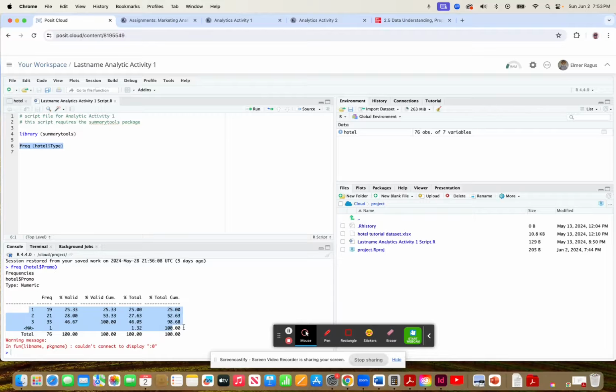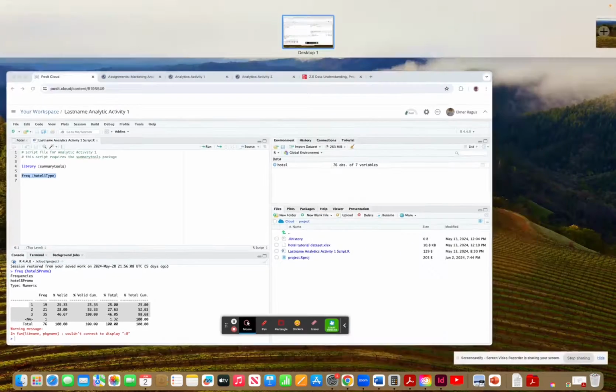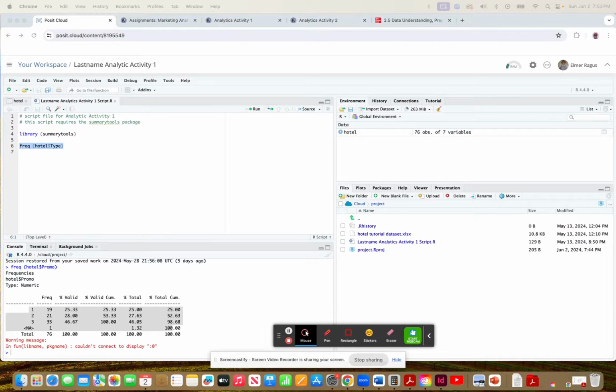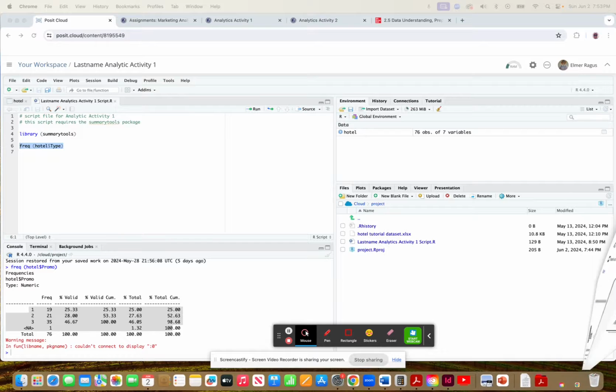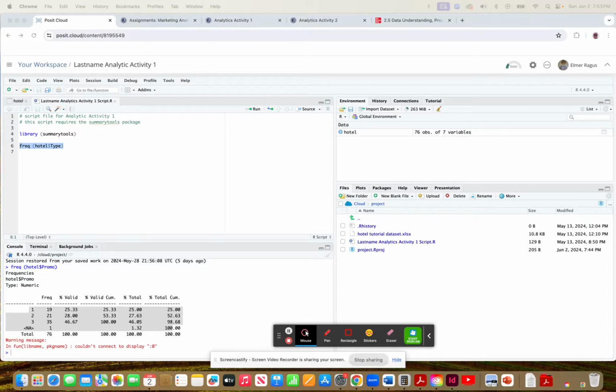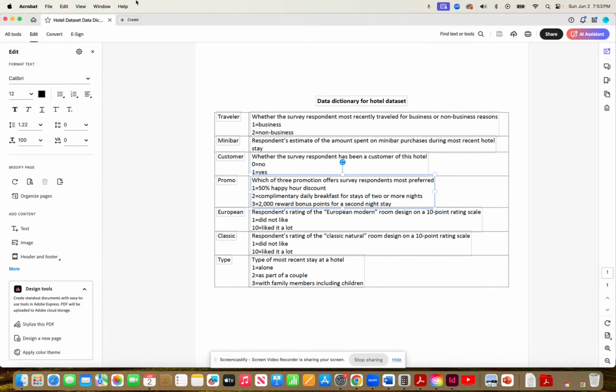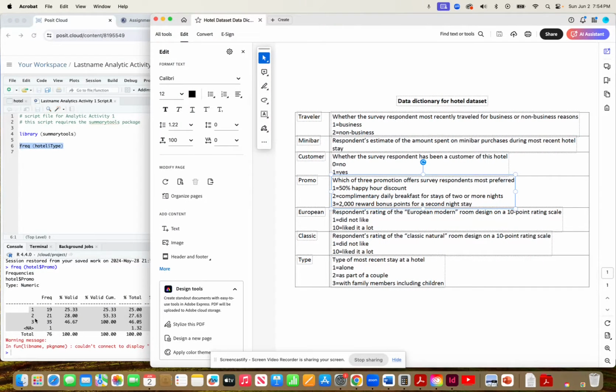Let me compare it to my notes. We had 19 people choose, I've lost my screen. There we go. Too many screens going on here, sorry about that. Okay, so 19 people chose the 50% happy hour discount. And then 21 people chose 2, which is complimentary daily breakfast for stays of 2 or more nights. And then number 3 was the 2,000 reward bonus points.